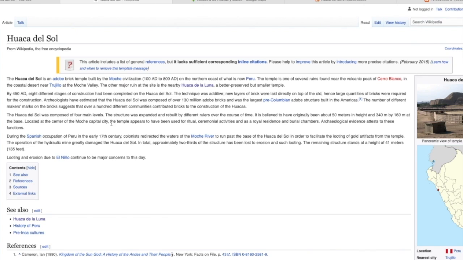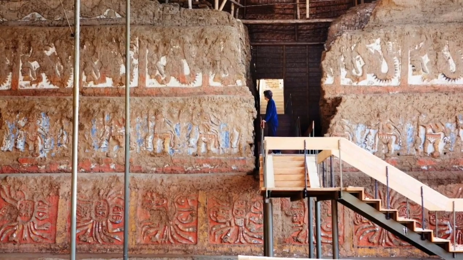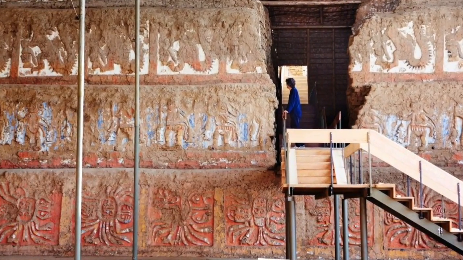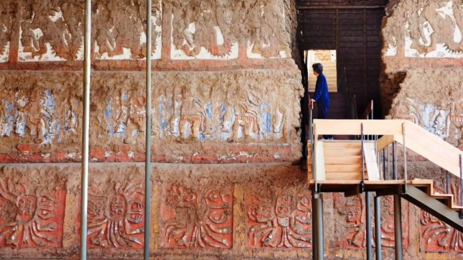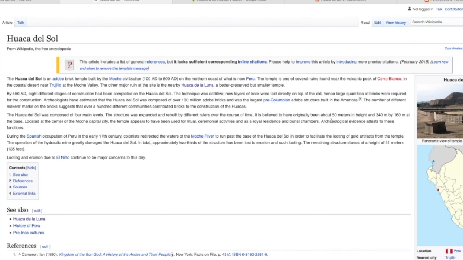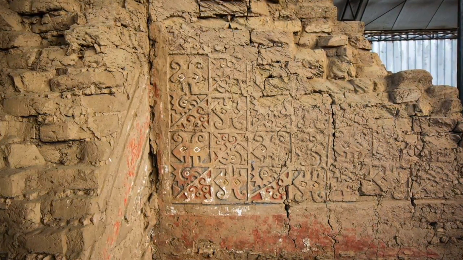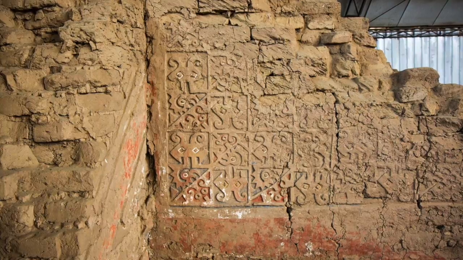There you go. Savage, barbarian bastards is what they want to portray. Ceremonial activities and a royal residence were also some of the uses. Archaeologists can attest to these functions. Oh, thank you, archaeologists. I was getting a little inquisitive there for a moment.